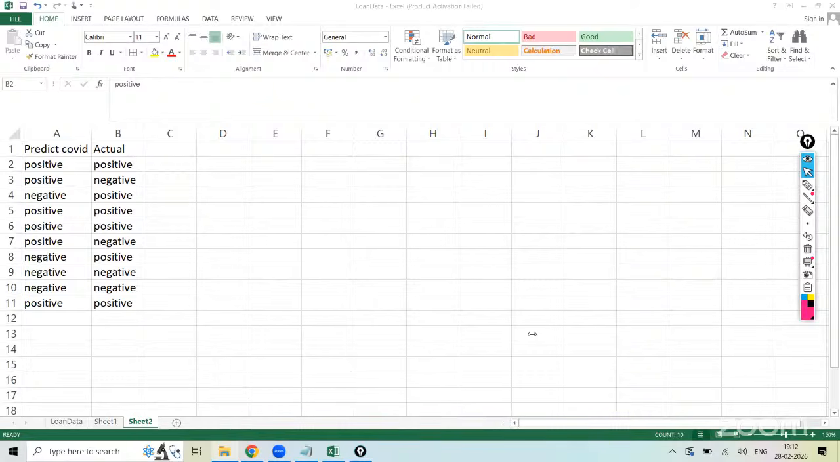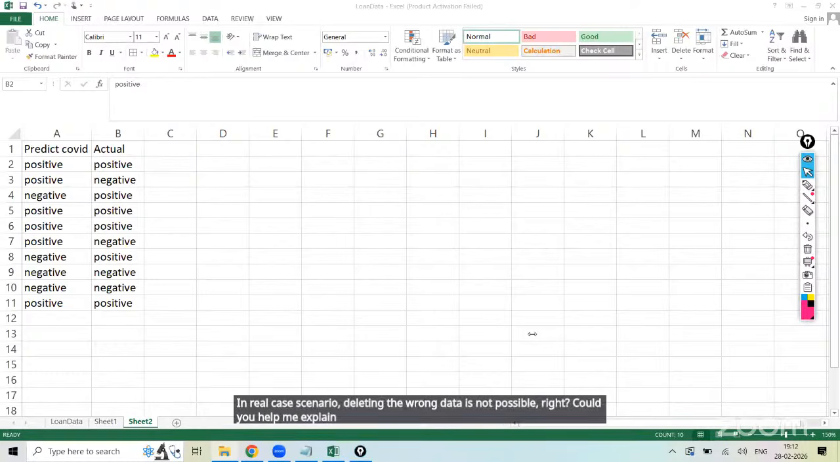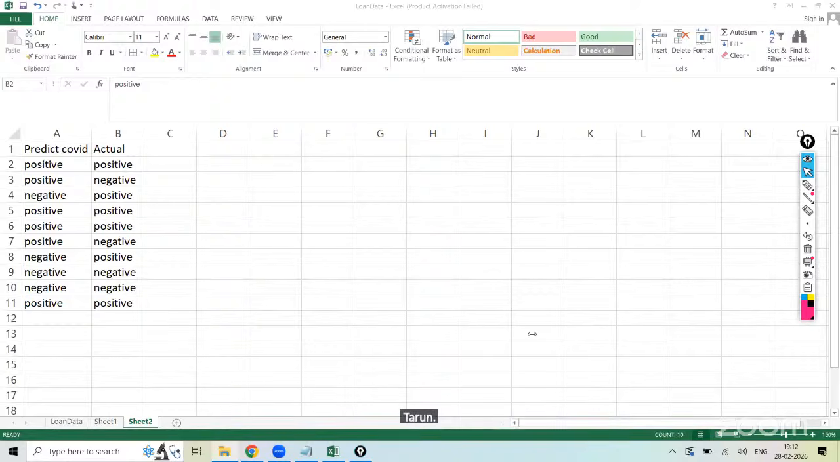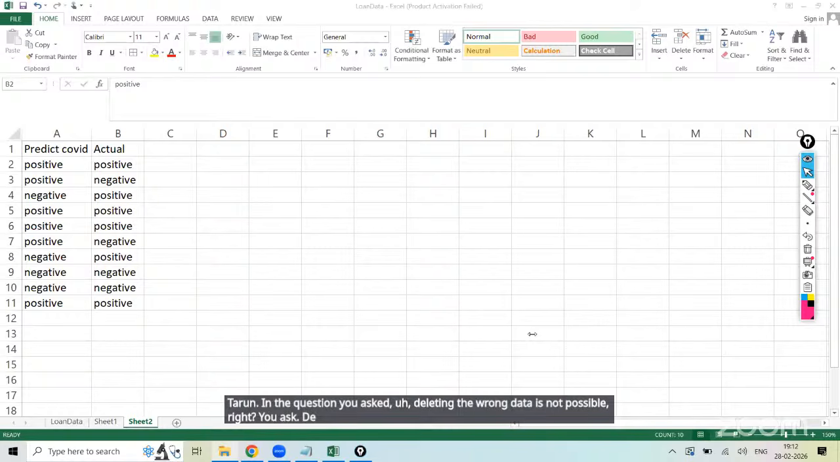Okay, now next. Tarun Aditya asks: in a real case scenario, deleting the wrong data is not possible, right? Could you help me explain how this deletion happens in real time? In real time, we are going to delete data, we are going to replace data, many things we are going to do. Tarun, in the question you asked, deleting the wrong data is not possible, right? Deleting the wrong data is possible.